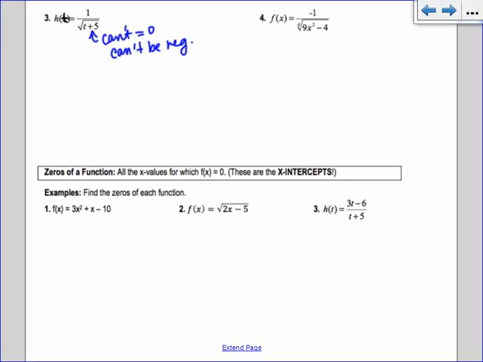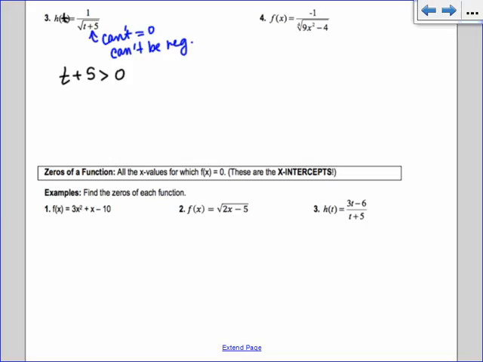So it can't equal 0 because it's on the denominator, and it can't be negative because it's under a square root. Right, so we're going to say that t plus 5, instead of saying greater than or equal to 0, we're just going to say greater than 0 for this one. Because if it was equal to 0, it would be on the denominator, and that would be bad. So we have t is greater than negative 5.